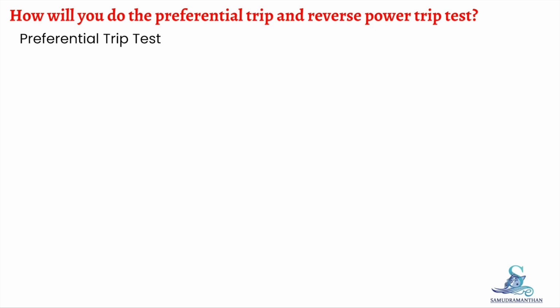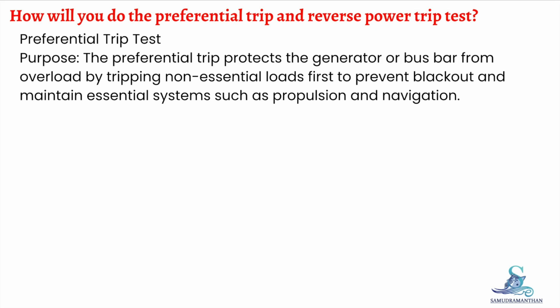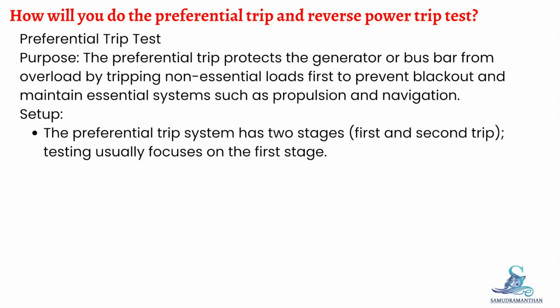Preferential trip test. Purpose: the preferential trip protects the generator or bus bar from overload by tripping non-essential loads first to prevent blackout and maintain essential systems such as propulsion and navigation. Setup: the preferential trip system has two stages, first and second trip. Testing usually focuses on the first stage.